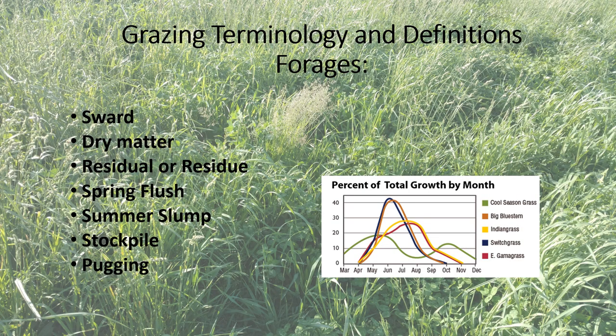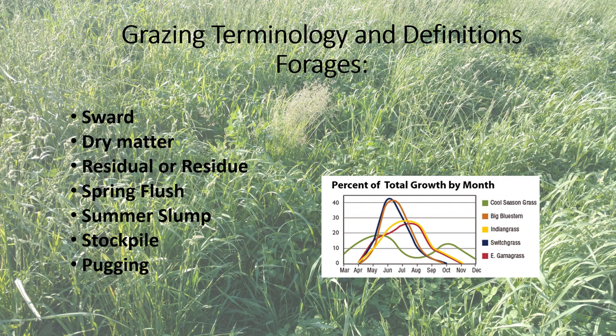We'll talk about forages. I just kind of threw in some terms that maybe everybody's not really up on, and also maybe some things that need a little bit better definition. So a sward would be all of the forages contained in our pasture or in a paddock. So our grasses, legumes, forbs, weeds, everything that's out there that is grazable is what we consider our sward out there in the pasture.